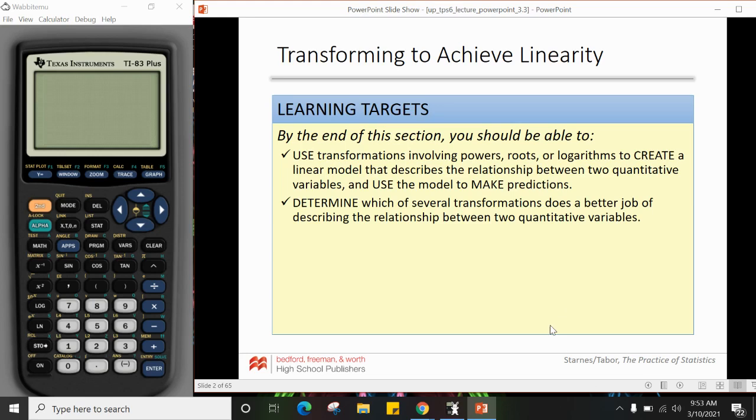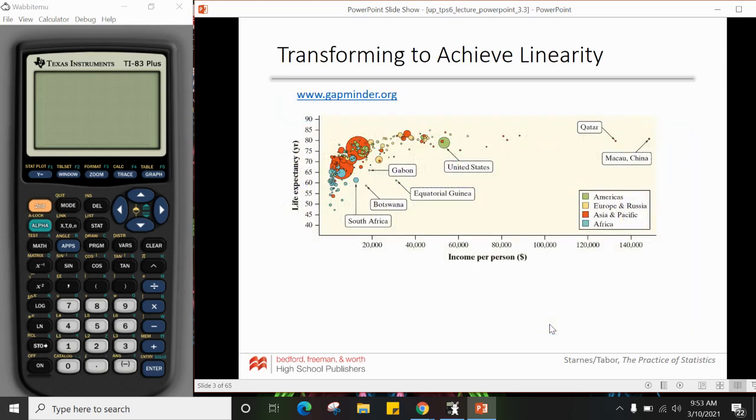Now, this should be pretty familiar to you from a physics or science class when you're trying to create a line of best fit or a linear model. But it wasn't linear, so you had to make some adjustments to the data to get it to look like a line. So it's going to be a similar idea here.